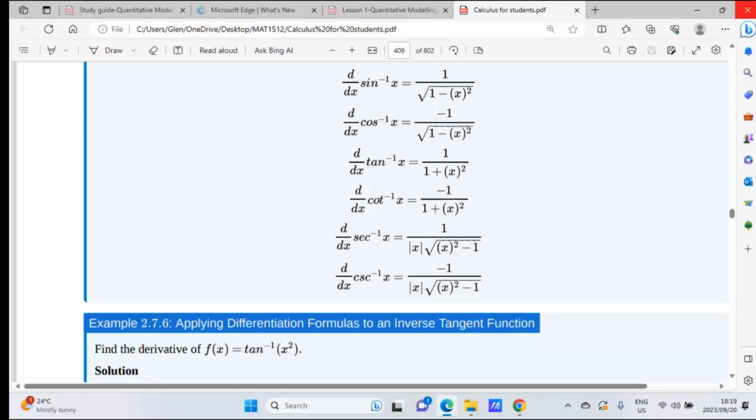Isn't it x squared? Yeah, but remember on the top you have to put the derivative of what's inside the function. Okay, I see what you're talking about. I should have got 2x over 1 plus x to the power of 4. That's correct.